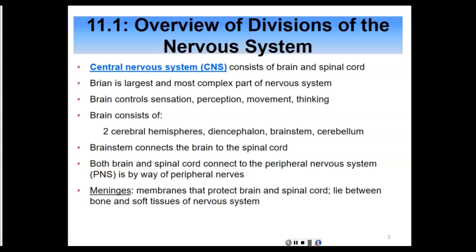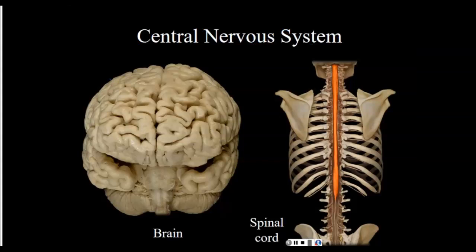All of this is surrounded by a connective tissue type of membrane called meninges. It helps protect the brain and the spinal cord, and it lies between the bone and the soft tissue of the nervous system. Here again is a picture of our central nervous system.